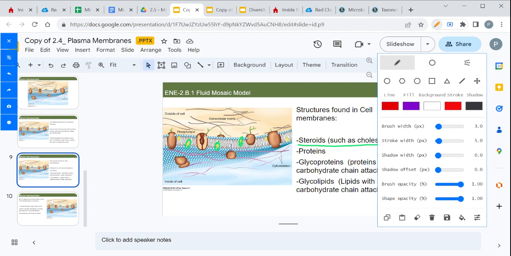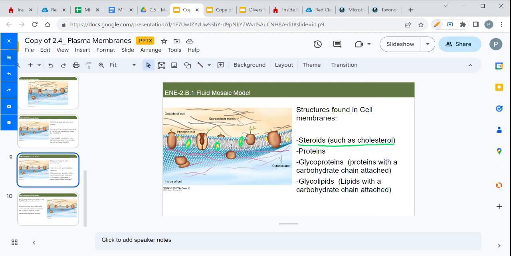In order to make sure that the cell membrane is able to be fluid as well as maintain its shape. Proteins, that's pretty much all these guys that are hanging out in here. Now we can change the actual name of what kind of protein it is by saying if it's a transport protein or what have you. But we'll get to that in a little bit.